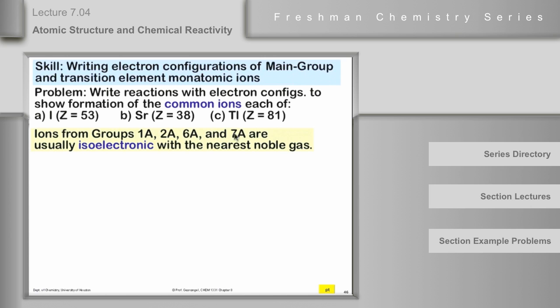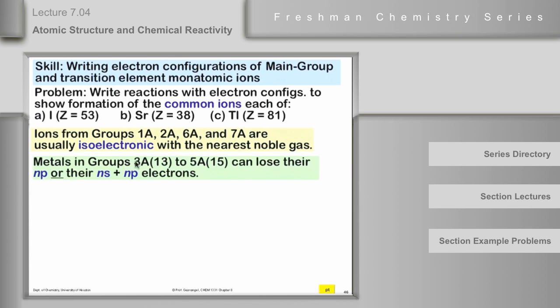Remember, 6A and 7A form anions with the same number of electrons as the nearest noble gas. So iodine is 1 electron short of the nearest noble gas, and so it's going to be an easy one to do. Strontium is in group 2A, so it's going to lose 2 electrons to go to the nearest noble gas, right? They're going to go down the drain and form a 2+ ion. Thallium is in group 3A, and it will lose either its outermost p electrons or its outermost s and p electrons.